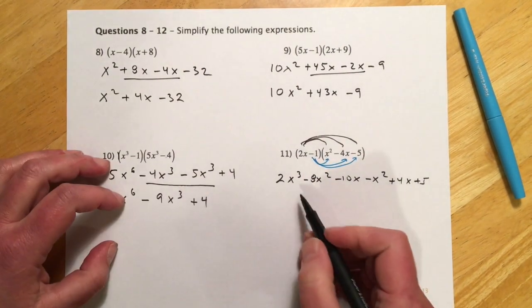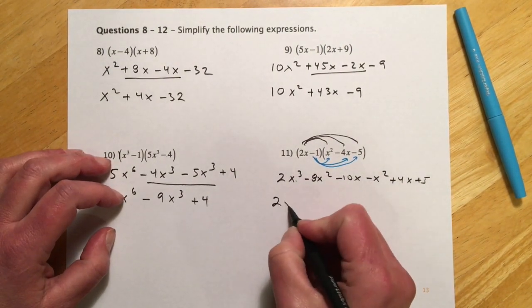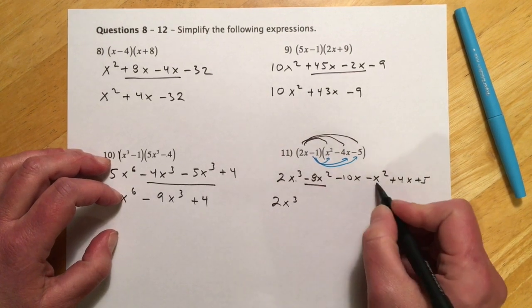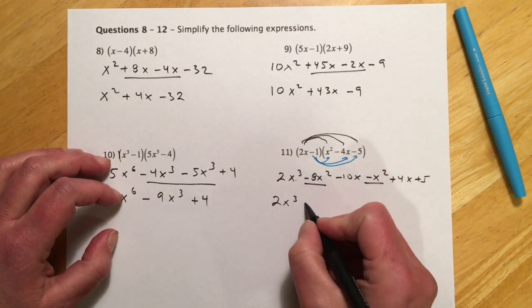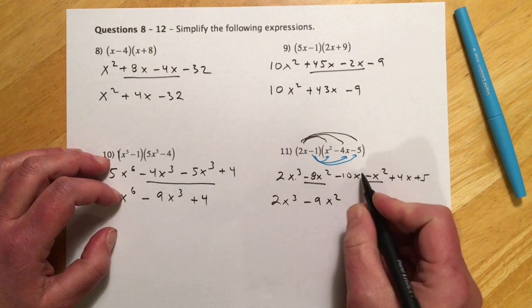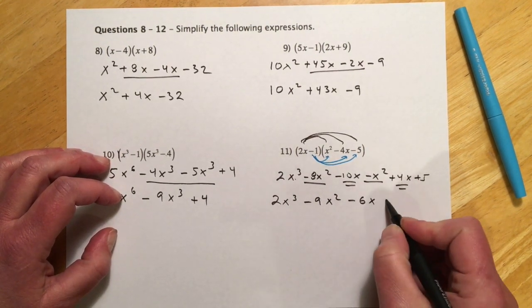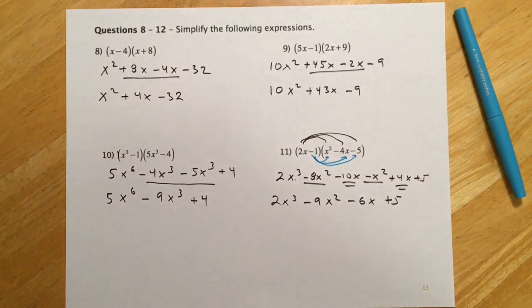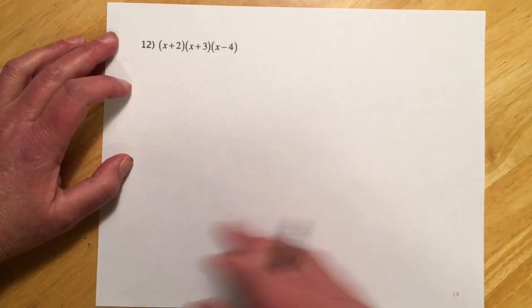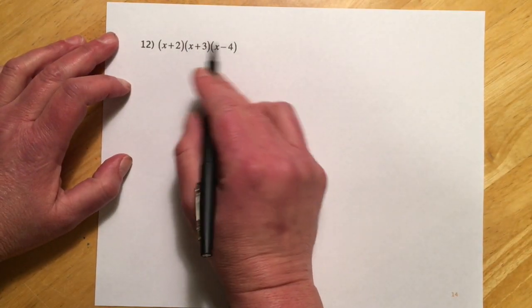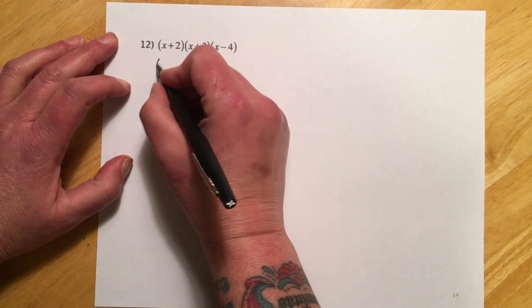Collecting my terms, that's my only cube, so 2x cubed. Down 8, down another one, so that'll be down 9x squared. Minus 10 plus 4, so that's minus 6x. And plus 5 there. Okay, so this one, again, for me, I kind of like to do those two first.